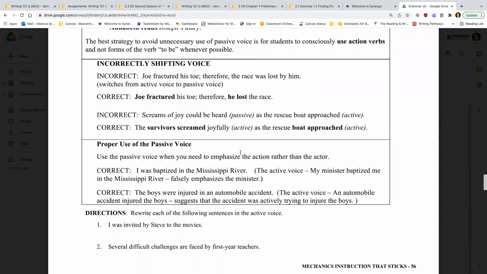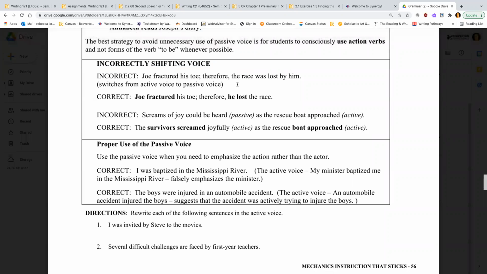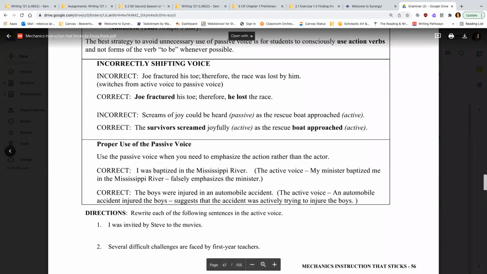Passive voice and active voice can also be confusing to your reader if you incorrectly shift midway through a paragraph or in a section. So, incorrect: "Joe fractured his toe, therefore the race was lost by him." That switches from active to passive voice. See how in this first part, "Joe fractured his toe," we have our strong verb here, but here we have "the race was lost by him." Right? "He lost the race" is what we should have, which is down here.